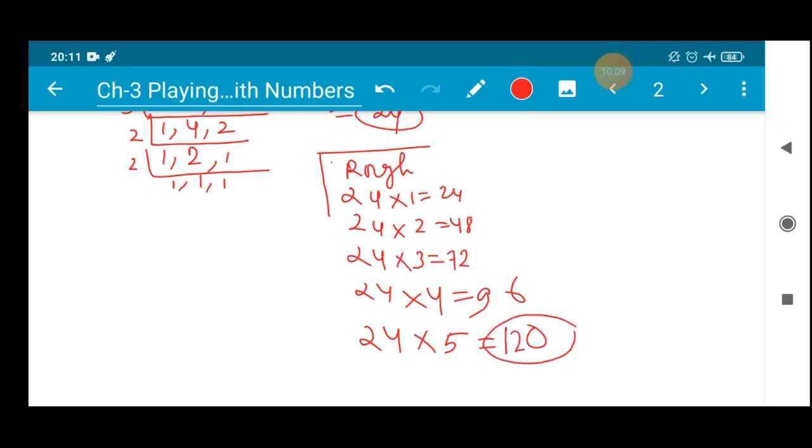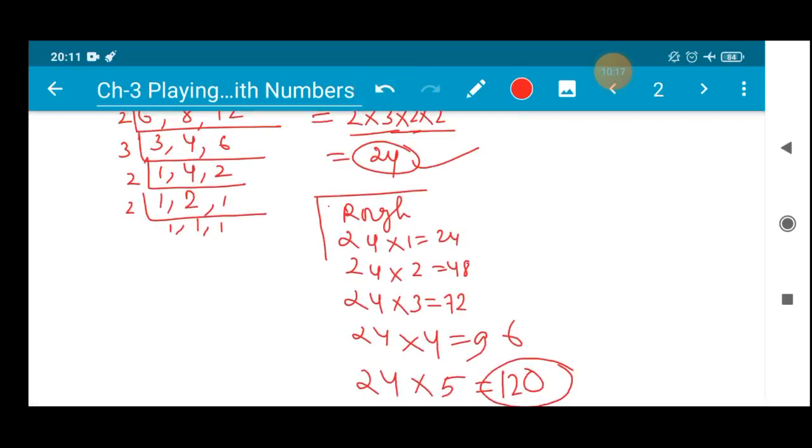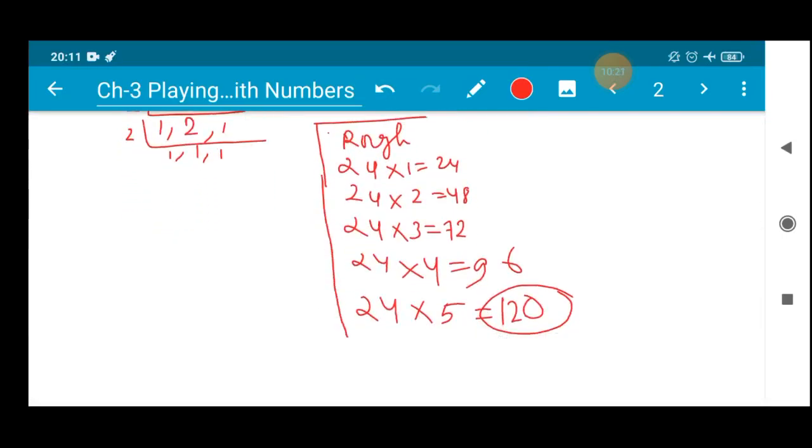You can see here we are getting a 3-digit number. So what is the smallest 3-digit number? That is 120. So by getting the LCM, we got 24. Now in the multiples of 24, starting with 24, 24 ones are 24, twos are 48, threes are 72, fours are 96, and 24 fives are 120. So this indicates that 120 is the smallest 3-digit number.